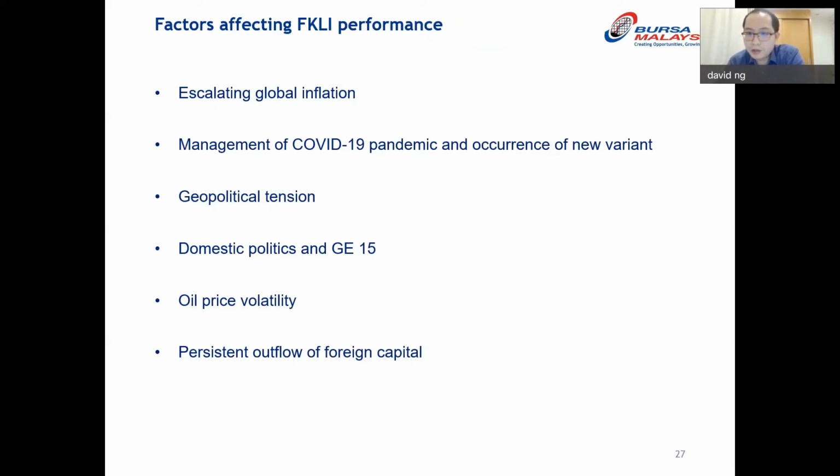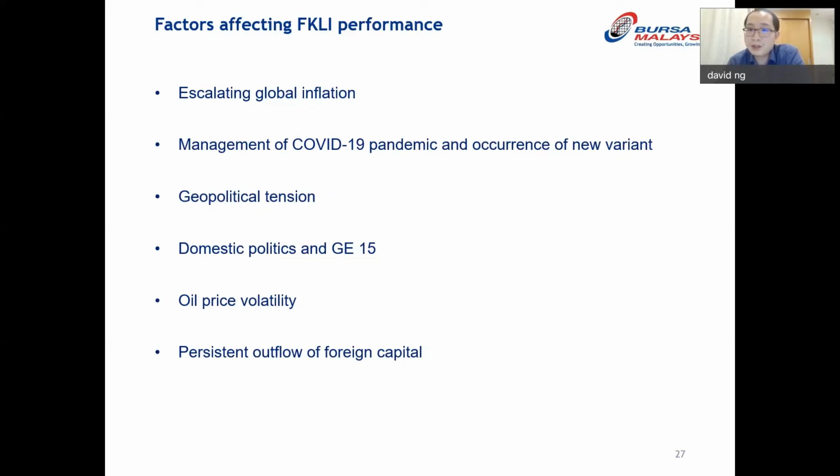Malaysia is an oil-rich country. We export a lot of our oil products to other parts of the world. Obviously, oil price has a lot of relevance to the KLCI index. I think if you just look at today's performance on the KLCI index, just yesterday we saw massive down points in the US indices.